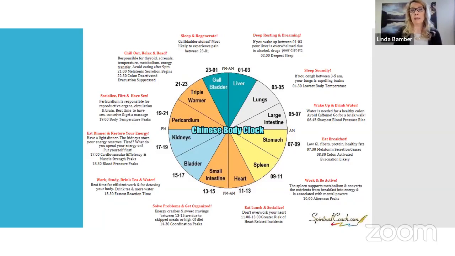Now, how about if you wake up between 11 and 1? So some of you have different patterns and times that you're going to wake up. So that's usually going to be a gallbladder problem.